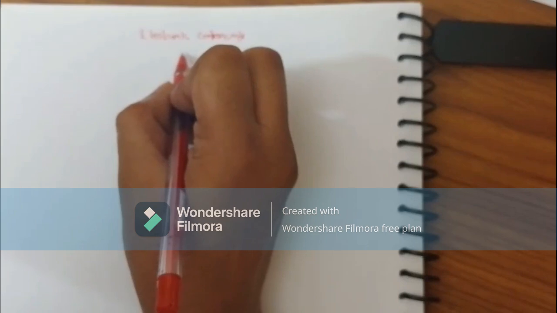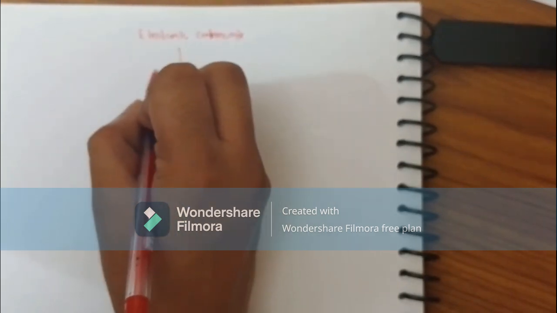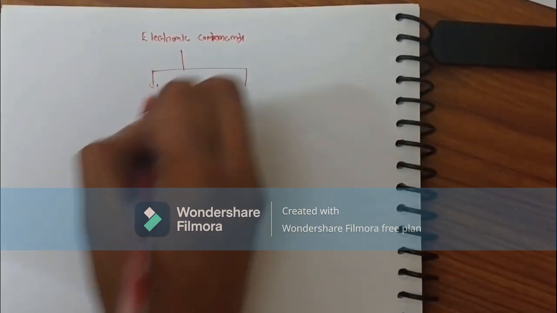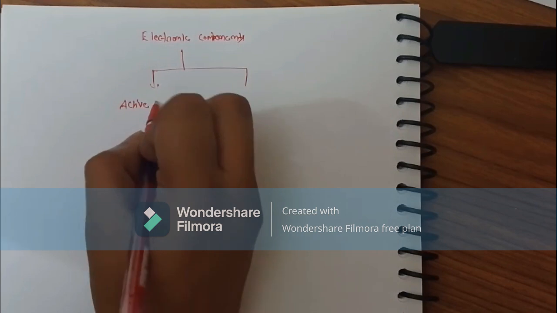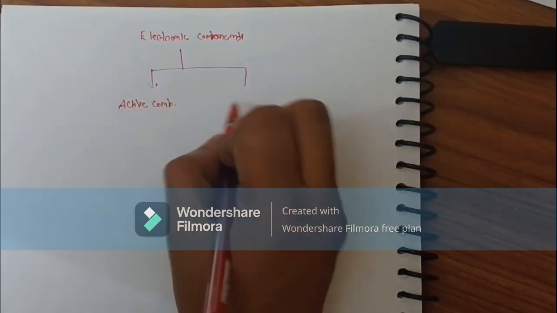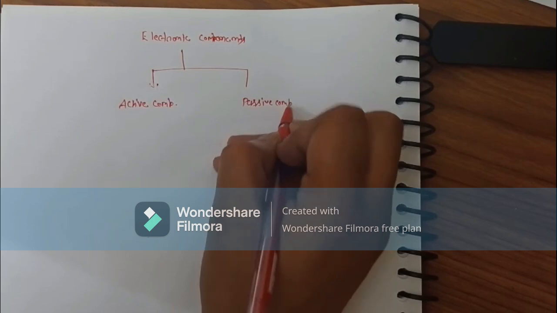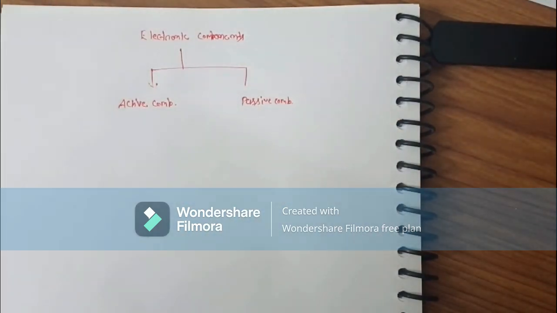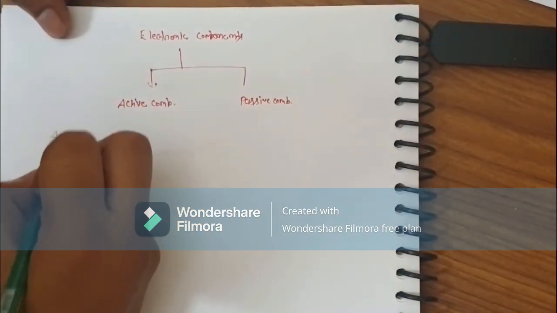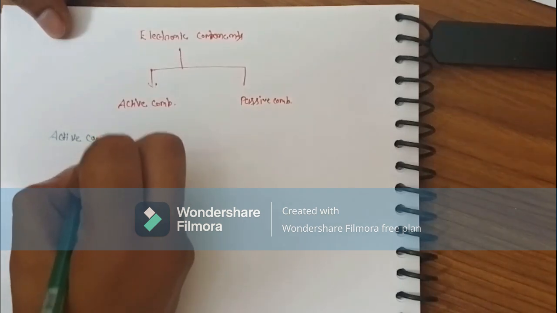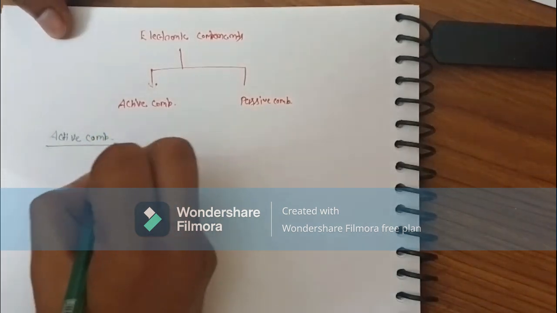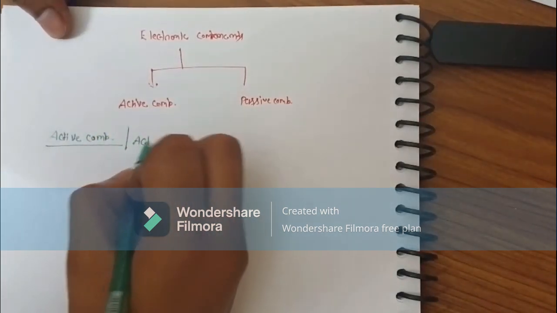Electronic components. Electronic components are classified into two categories. First one is the active components, and second one is the passive components. Active components. Active components or active devices.